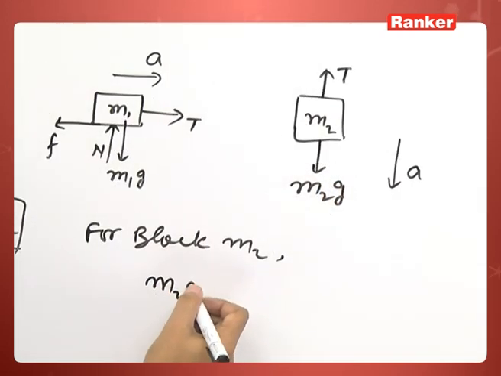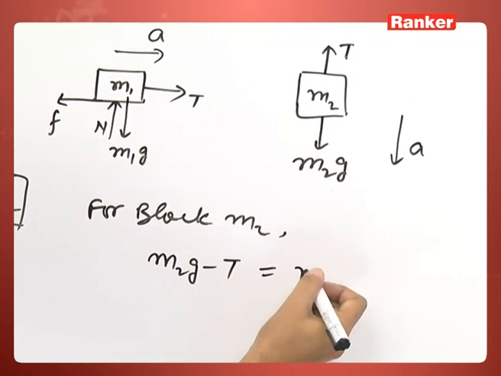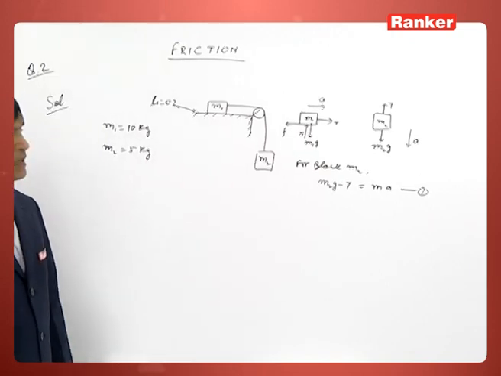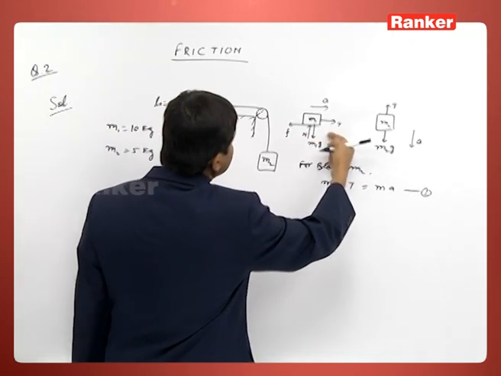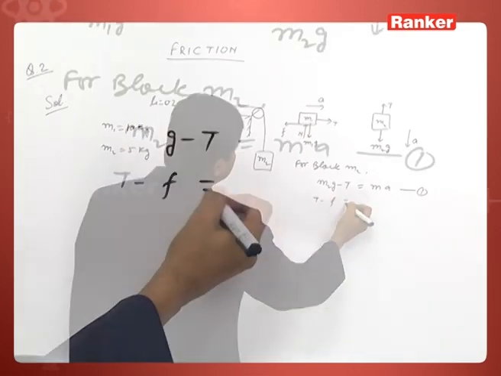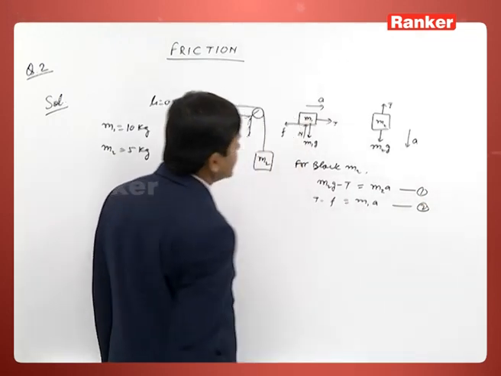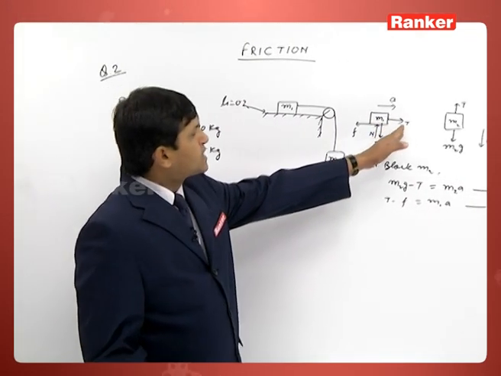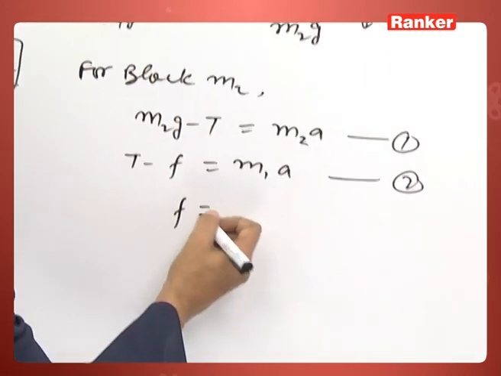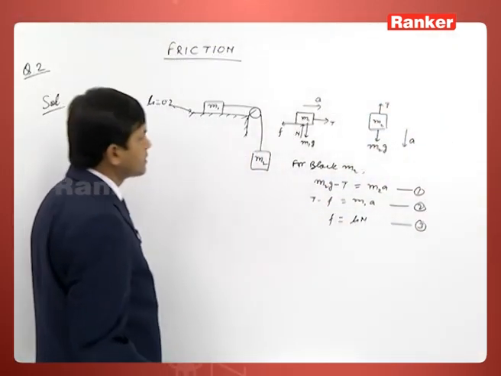downward force here m2g, upward force tension T. This gives you equation number 1, m2g minus T is equal to m2a. Now, if I am writing for the horizontal direction for this block, T minus friction F is equal to m1 into a, this is your second equation. Now, if it is sliding, F is the kinetic friction, and kinetic friction is given as mu into N. This is the third equation.